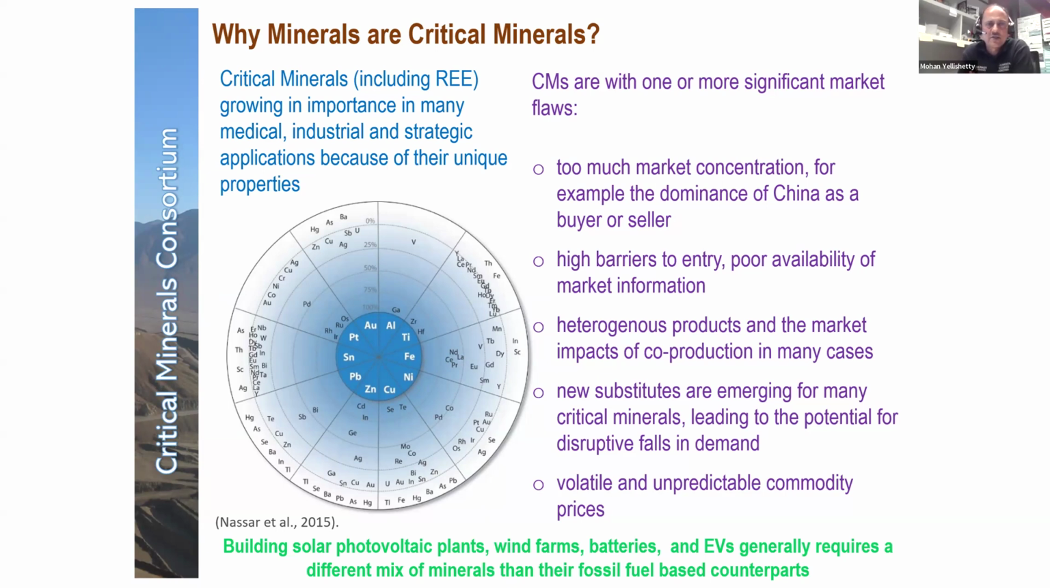One of the main reasons why they are critical is that there's too much market concentration. And then there are also high barriers to entry and poor availability of market information and heterogeneous products, and the market impacts of co-products in many cases. And there are new and emerging substitutes that are coming in. And then most importantly, there's a lot of price volatility and unpredictable commodity prices. Because of these important issues, they become critical. That means there's so much number crunching that needs to be done so that we will be able to make meaningful predictions of how the markets are going to behave.